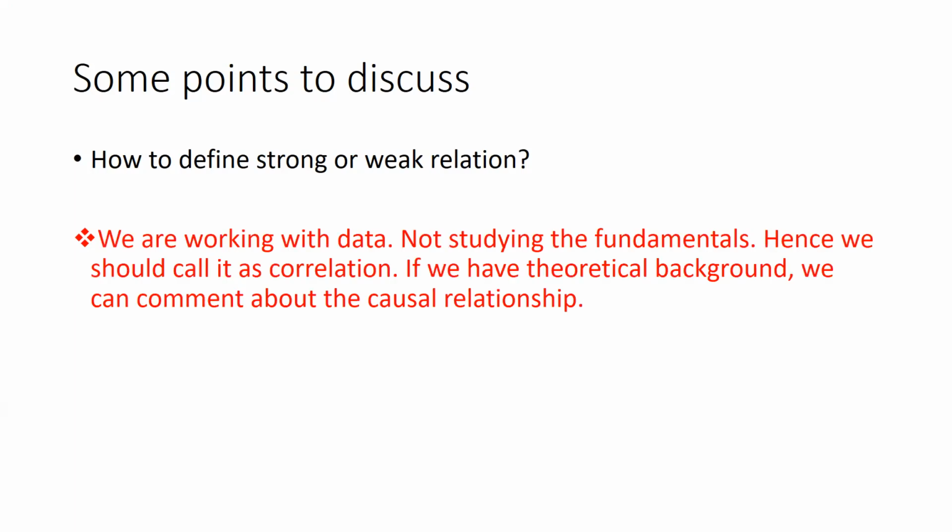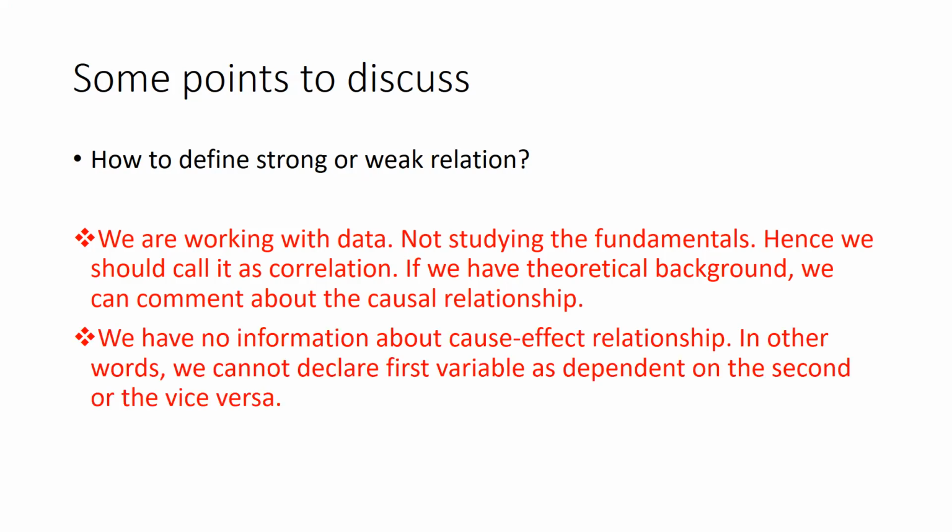Then an important thing is, since we are working with data and we are not studying the fundamentals of the background of the data set, we should call it a correlation and not a causal relationship, because we do not have the theoretical background. If we know that parameter A is going to have a causal relationship on parameter B, if we have that theoretical background, then only can we comment on the causal relationship.